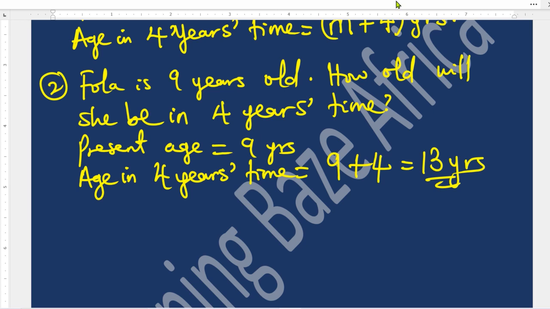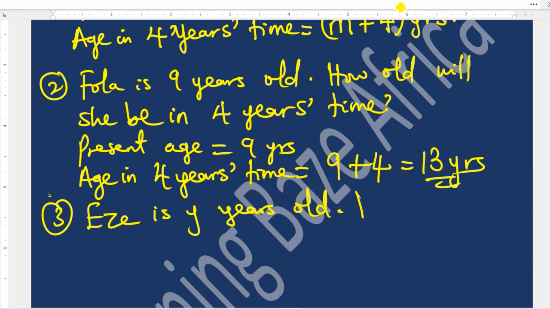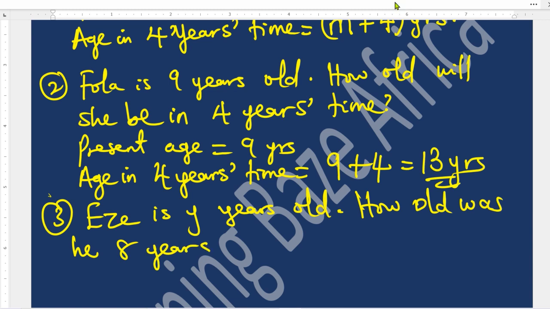Let's pay attention so that you can get stars for yourself. Now look at the next one. Eze is Y years old. Okay? Eze is Y years old. How old was he 8 years ago?